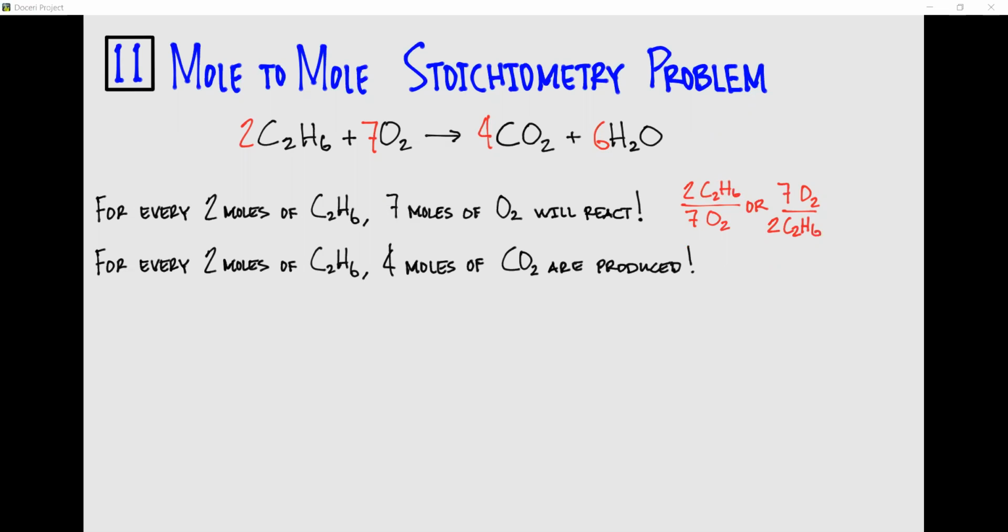All right, this chemical reaction equation also tells you that for every 2 moles of C2H6, 4 moles of carbon dioxide will be produced. Assuming that all 2 moles of ethane reacts completely with oxygen gas, then you should get a maximum of 4 moles of carbon dioxide generated by this chemical reaction. And so the ratio between them in that case is 2 to 4. All right, 2 C2H6 for every 4 CO2, or you have 4 CO2 for every 2 C2H6.